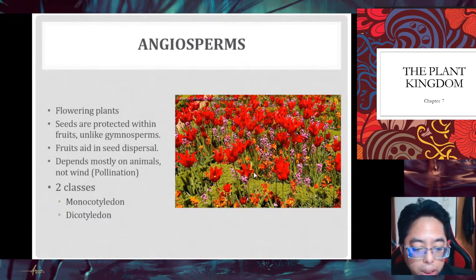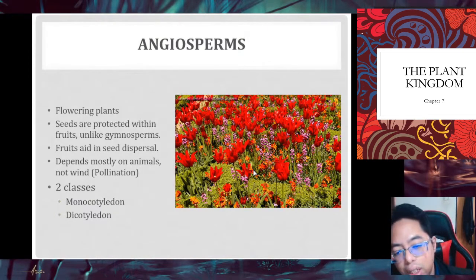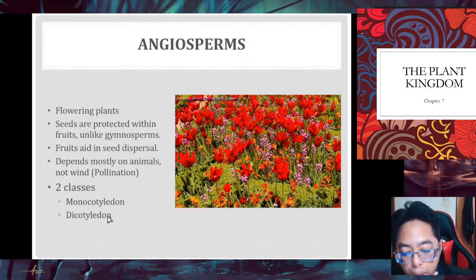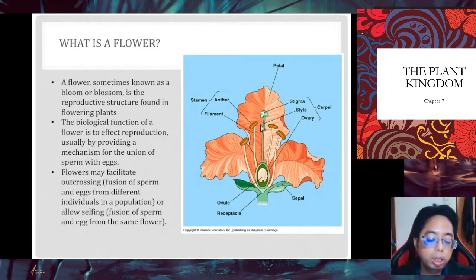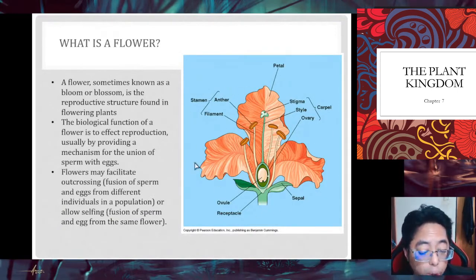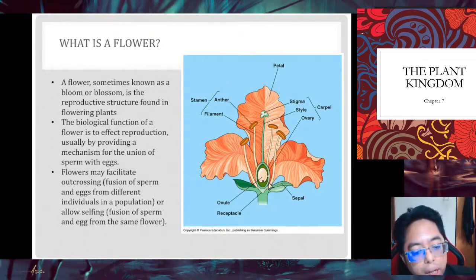So the flowering plants, they also create fruit. So before fruits appear, they are flowers. Flowers, after they are fertilized, will form fruits which have seeds. So they depend mostly on animals, not wind. There are two classes, monocot and dicotyledon. So this thing is called a flower or bloom or blossom. This is the sexual organ of plants.